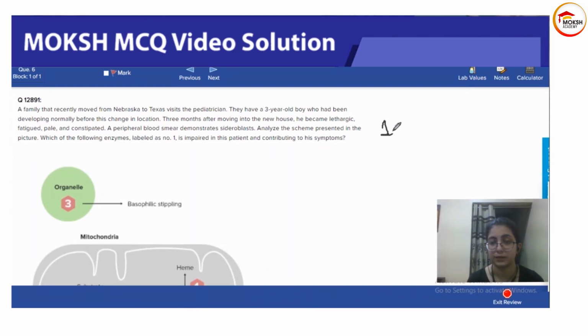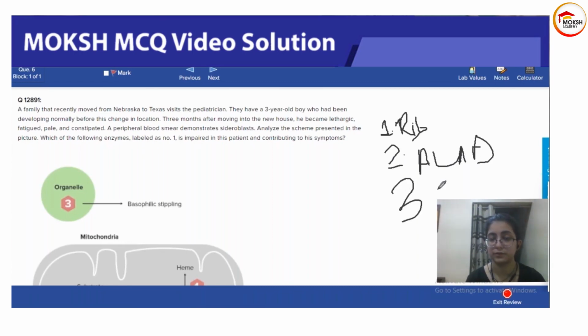Number 1 is ribonuclease. Second is ALA dehydrogenase, ALAD. And the last is ferrochelatase.